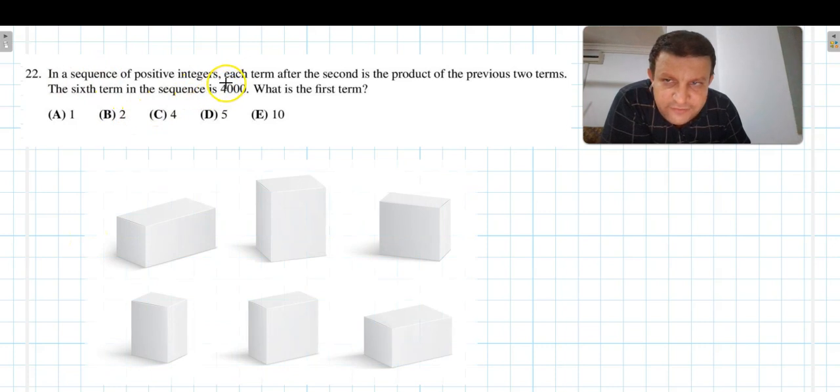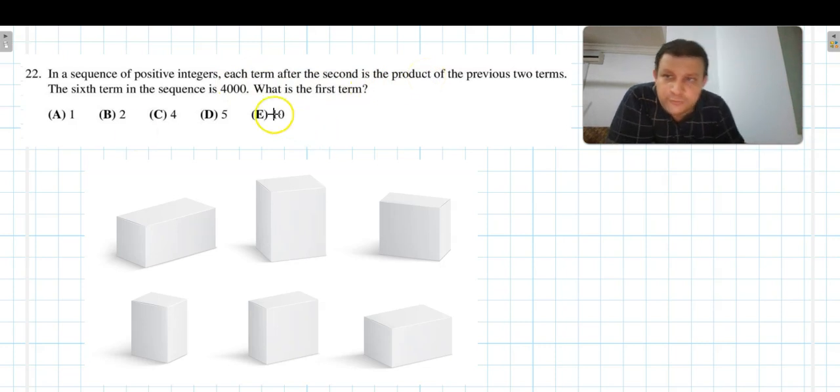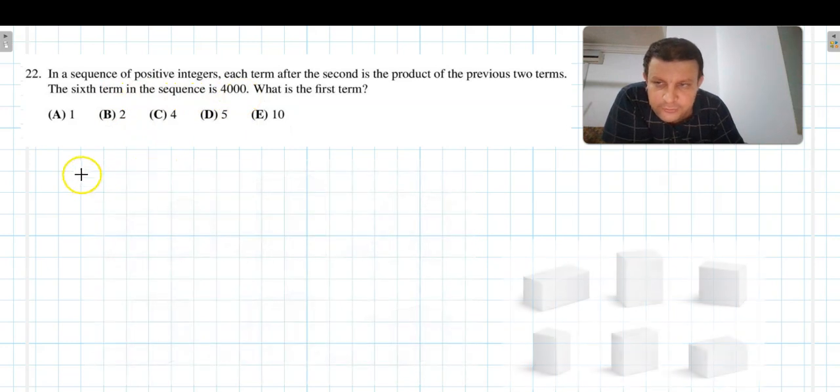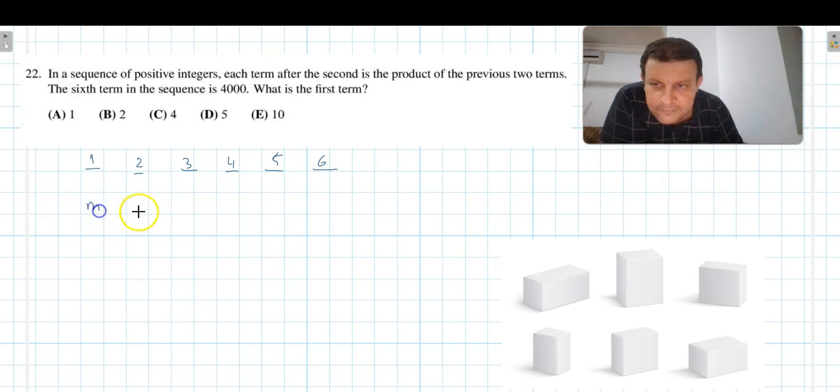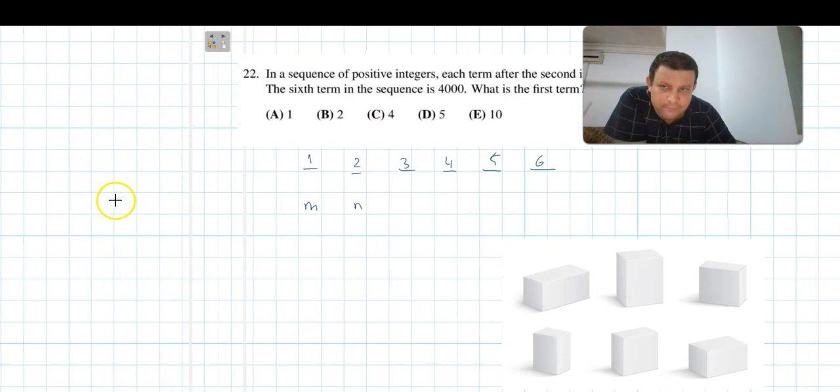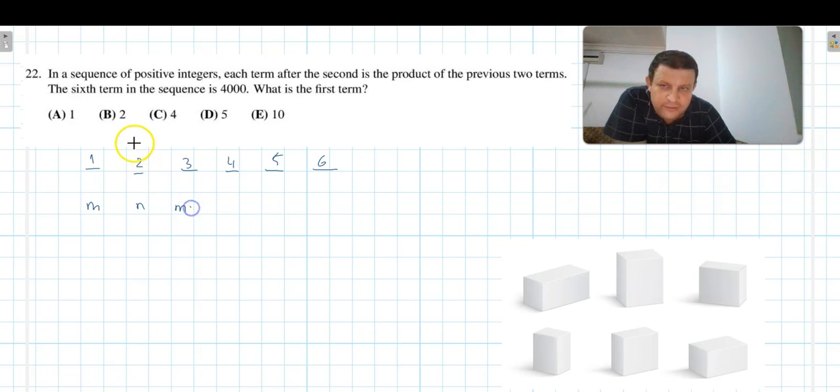In a sequence of positive integers, each term after the second is the product of the previous two terms. The sixth term in the sequence is 4,000. What is the first term? Okay, so we have the first term, second term, third, fourth, fifth, and sixth. Let's assume that the first term is m. The second term is n because we don't know the product of the first and second term. Fourth term is going to be the product of second and third term.